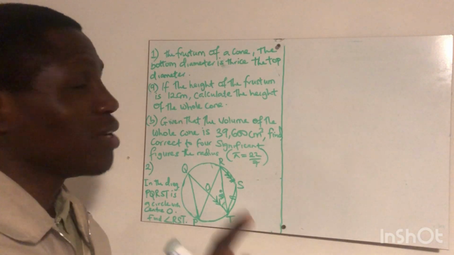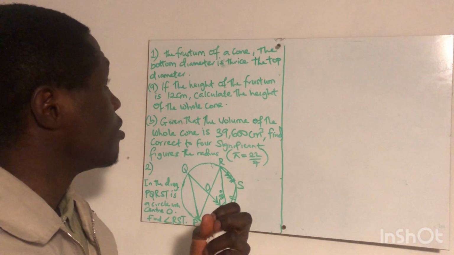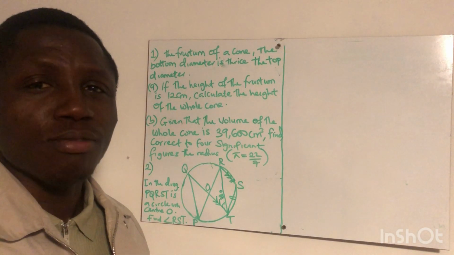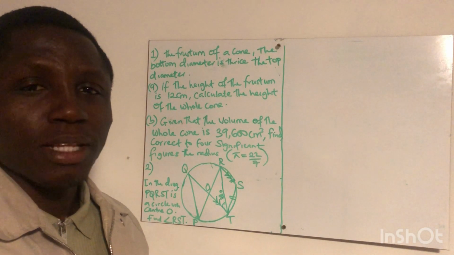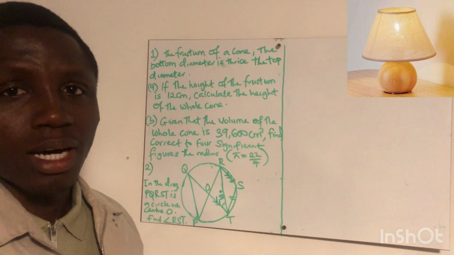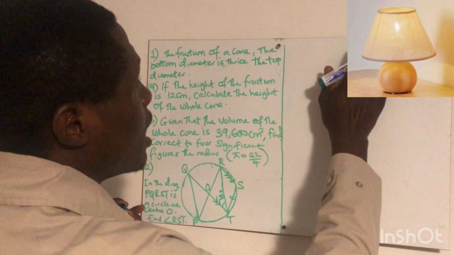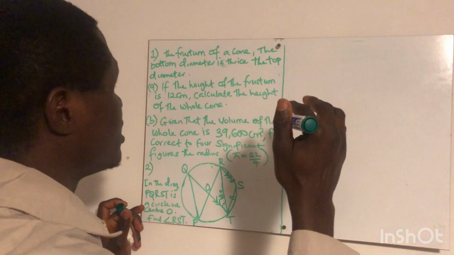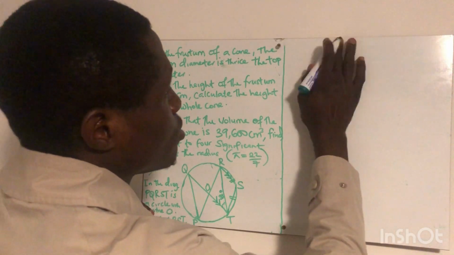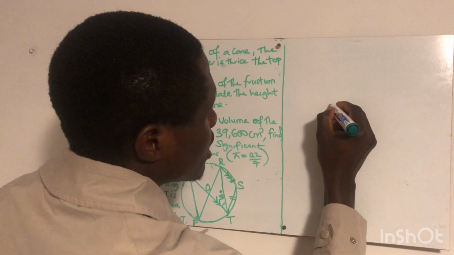Now, in a frustum of a cone, the bottom diameter is 3 times the top diameter. When I'm talking about a cone or a frustum of a cone, it's a part of a cone that is being brought out. Let's look at how it looks. If I want to draw a cone, this is how a frustum looks like. A frustum looks something like this.